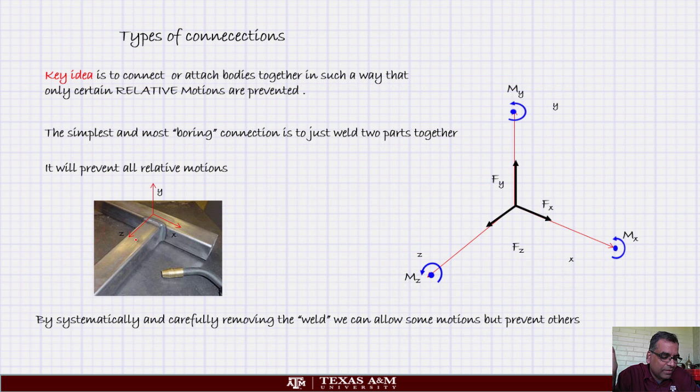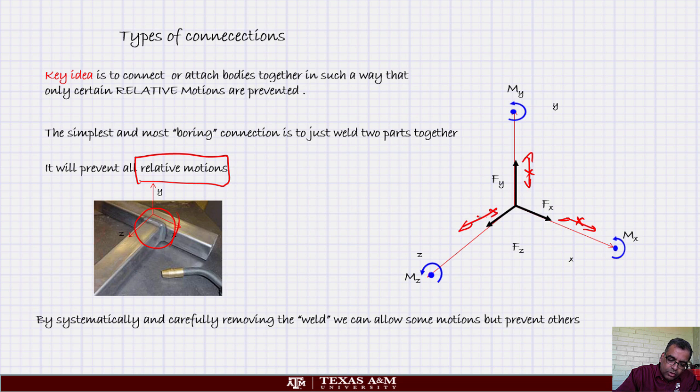Okay, so let's look at a very simple idea. We are going to look at a connection. In this particular case, it's just a welded connection. This bar has been welded to the other one. It's a boring connection. Nothing can happen. In fact, it will prevent all relative motions, which means that it cannot translate along the x-axis. Not allowed. No translations along the x, y or z axis are allowed.